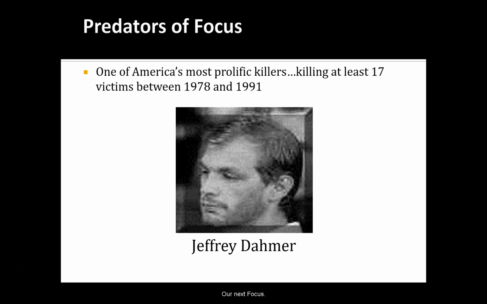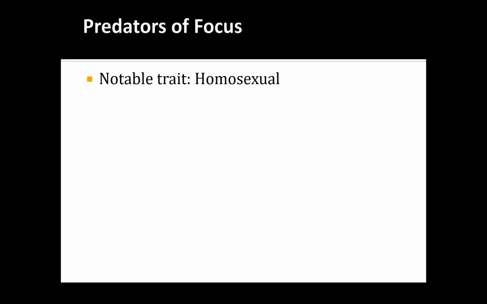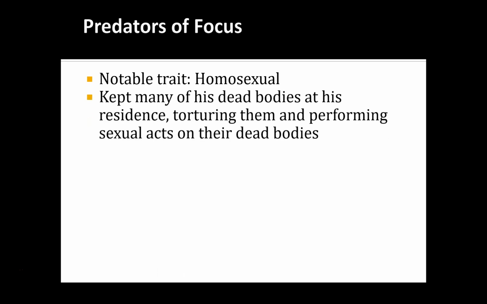All right, our next focus. One of America's most prolific killers, killing at least 17 victims between 1978 and 1991. His name is Jeffrey Dahmer. Some notable traits: that he was homosexual, kept many of his dead bodies at his residence, torturing them and performing sex acts on their dead bodies.